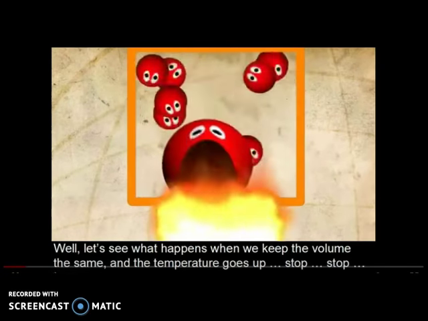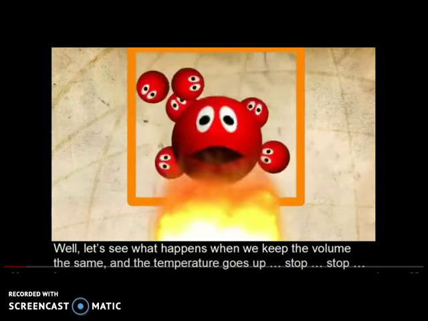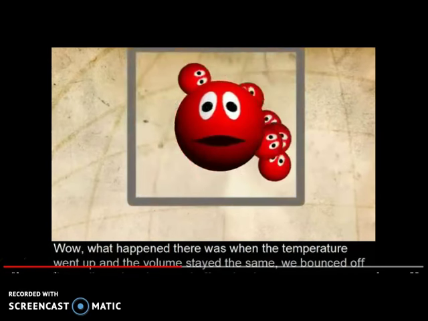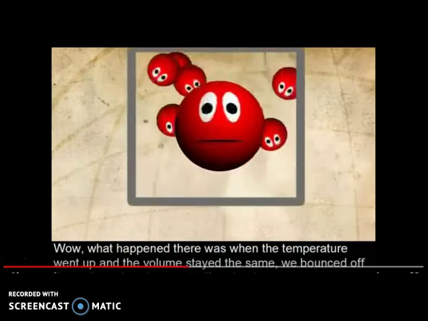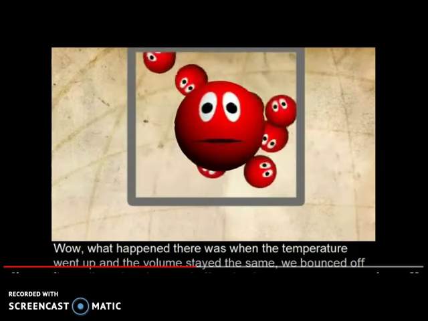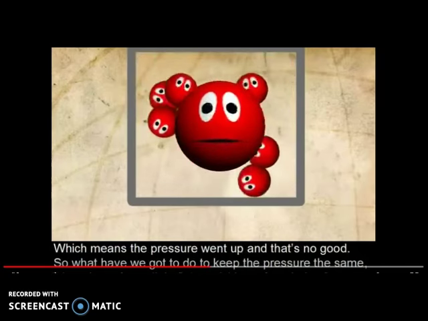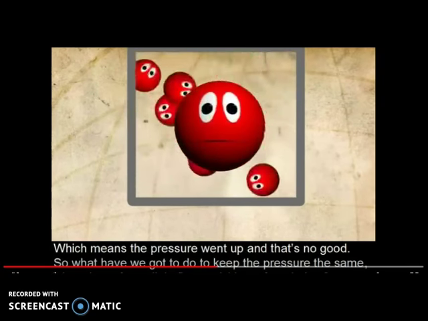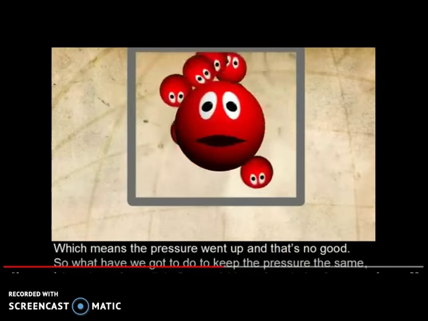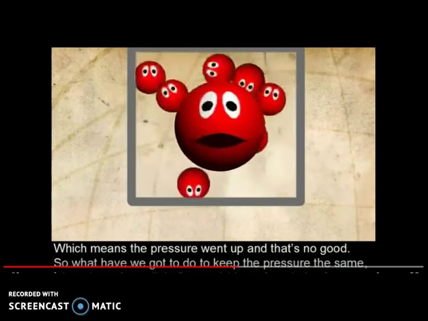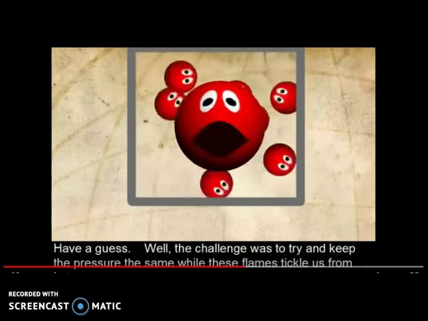When the temperature went up and the volume stayed the same, we bounced off the walls and we bounced off each other, which means the pressure went up, and that's no good. So what have we got to do to keep the pressure the same when these funny little flames tickle us from below? Have a guess.